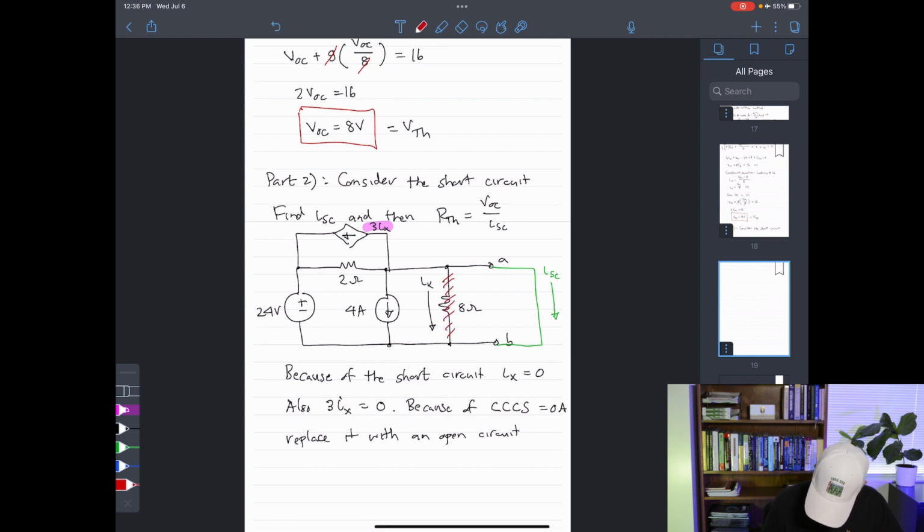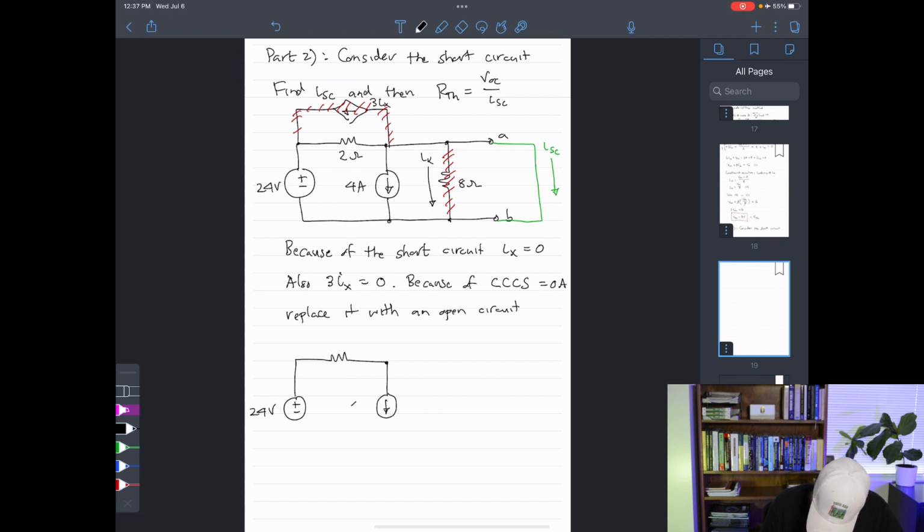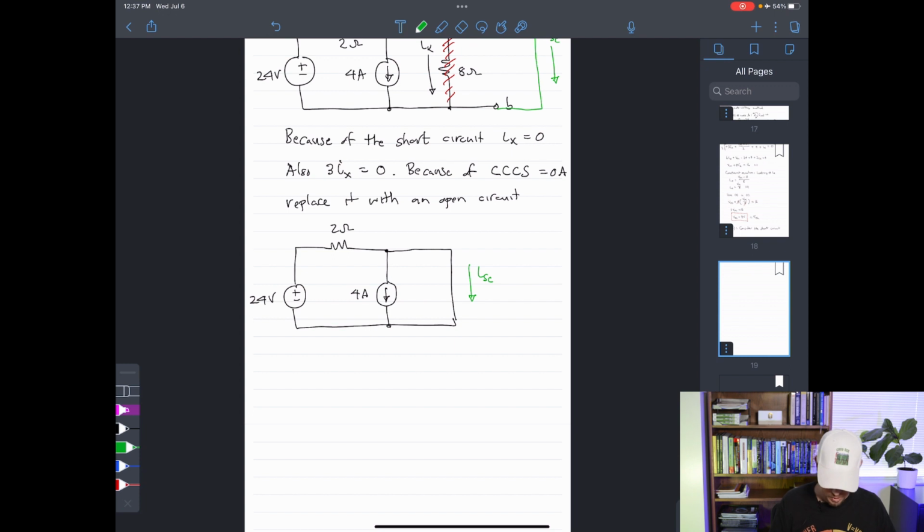That means that this resistor, when we rewrite the equivalent circuit, is as if it's not playing any role, and this dependent source up here is not playing any role whatsoever as well. So let me rewrite the circuit. That circuit does contain a 24-volt source. There is a 2 ohm resistor there. There is a 4 amp source there. That 8 ohm resistor is not playing any role in the circuit whatsoever. Neither is the dependent source.